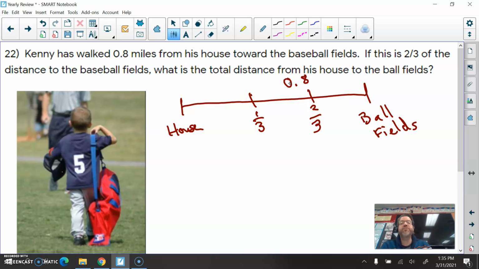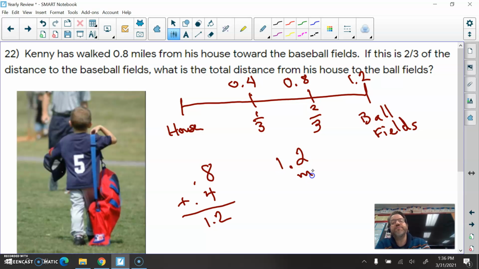Okay? If 0.8 miles gets you 2 of the 3 steps there, what would be the distance that gets you 1 of the 3 steps? Well, wouldn't it be 0.4? So 4/10 of a mile, 8/10 of a mile. What would you have for a total distance then? What would be next if you add another 0.4 onto that? 0.8 plus 0.4. 8 and 4 is 12. It'd be 1.2. All right, so the total distance is 1.2 miles.